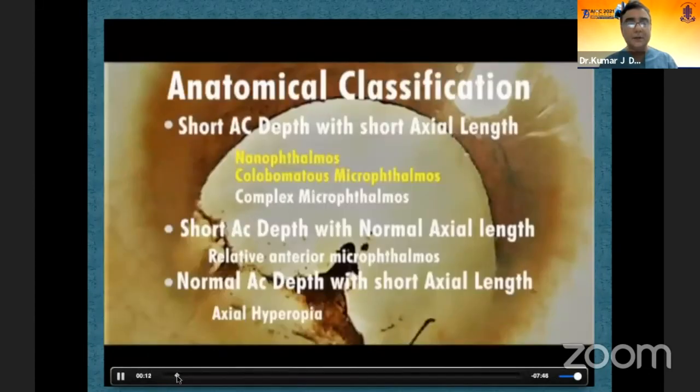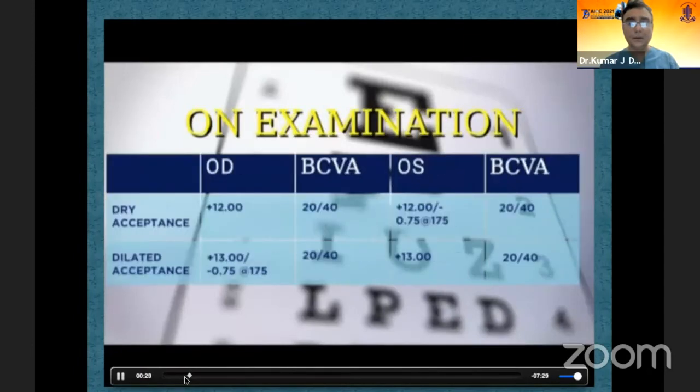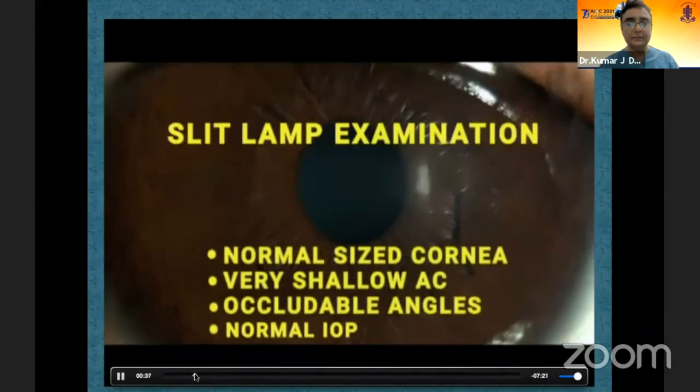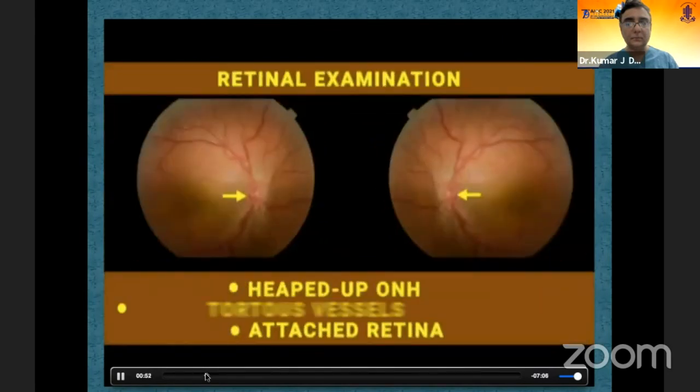Now this was a microphthalmic eye and I just want to show you. A patient with high hyperopia was referred for refractive correction. On examination, her best corrected visual acuity was 20/40 in both eyes with a correction of plus 12 diopters. On slit lamp examination, she had a normal size cornea and a very shallow anterior chamber, and gonioscopy showed occludable angles with a normal IOP. She underwent a prophylactic YAG-PI in both eyes. A dilated fundus examination revealed heaped up optic nerve head and retinal vessel tortuosity with an attached retina in both eyes.